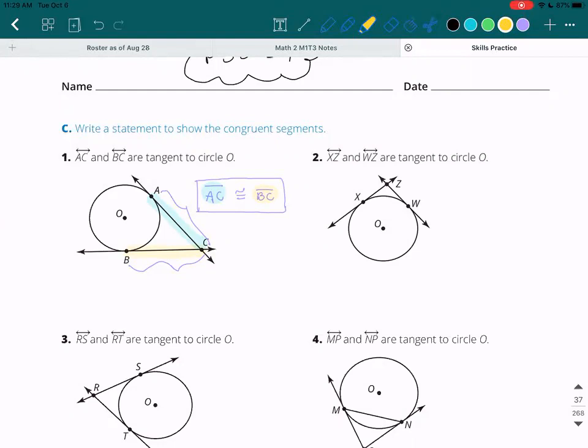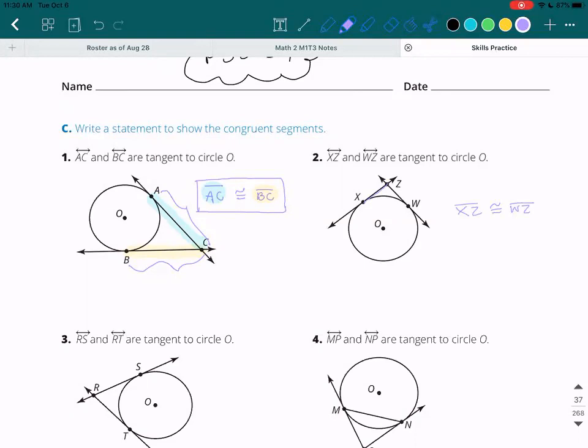Let's do the same thing for number 2. We're going to go a little bit quicker because I think you guys will get the hang of this. We have another 2 tangents. Then we have this first one, XZ. XZ is congruent to WZ. And you can put ZW, it's fine.